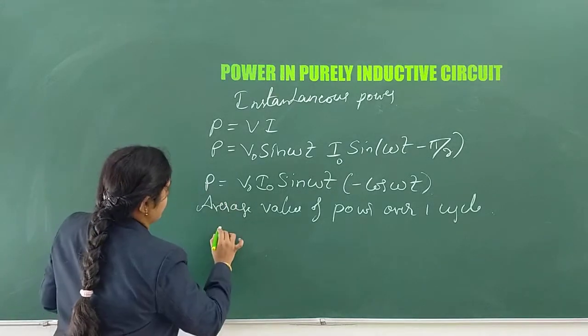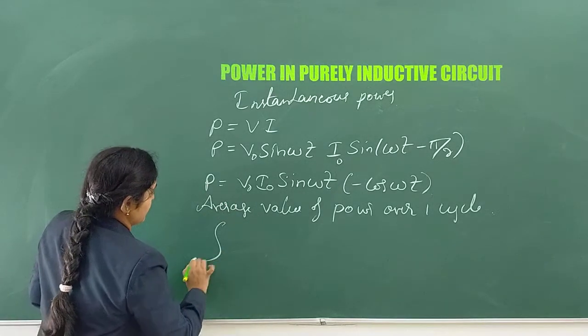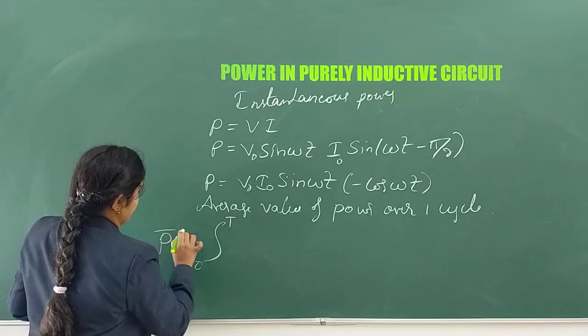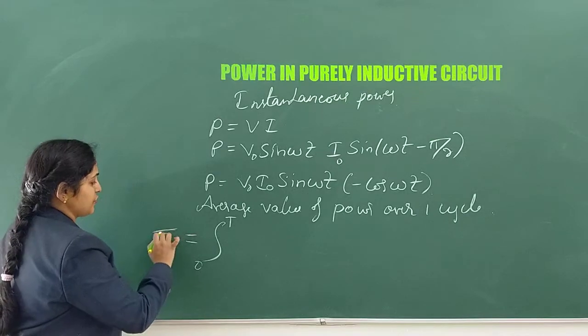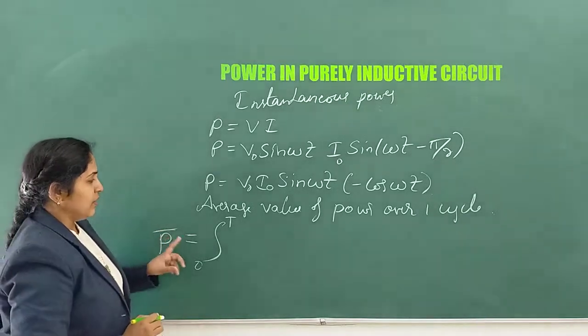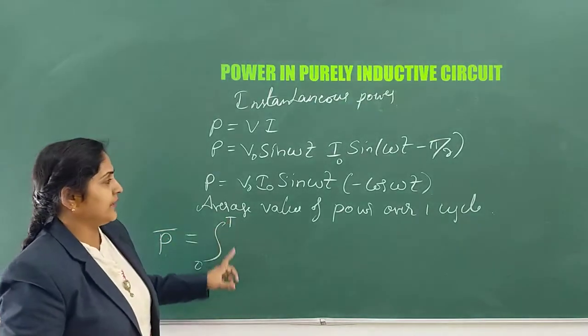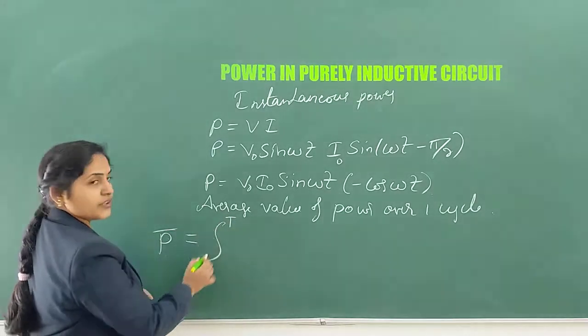So integrating this from 0 to T, we get the average power. Average power is indicated by a bar on it. So P bar gives the average value of power for one complete cycle. From 0 to T, let us integrate this.